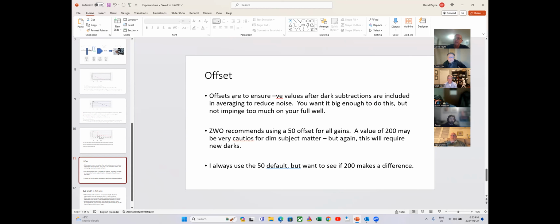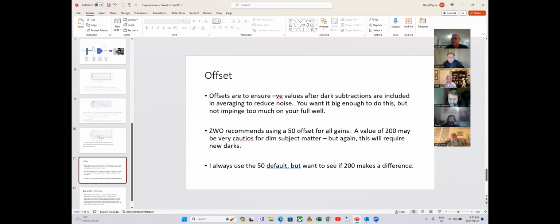take a picture, you can take a flat frame or even a regular frame and say, okay, how many of my pixels actually read 0? You can go to statistics and find out how many read 0. And what you want is your offset to be just big enough. If there's a number reading 0, you want to add a little bit of offset until you're not reading any zeros. Now, ZWO recommends a 50 offset for all gains.